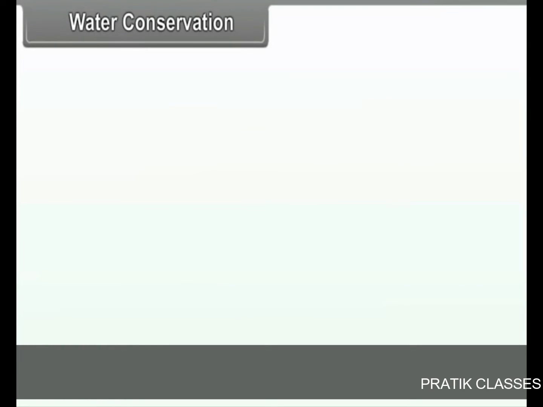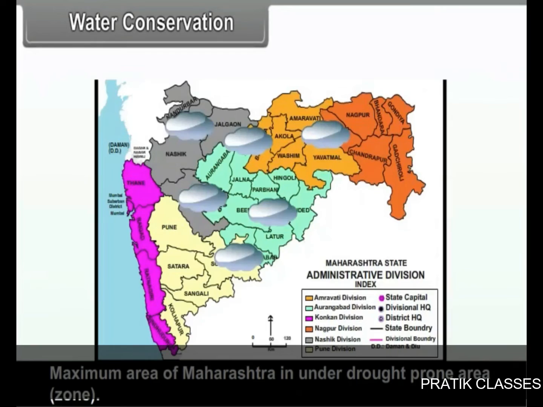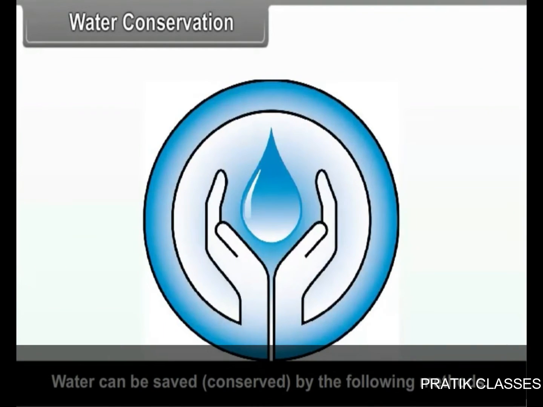Water conservation. Rainwater is a main source of water in Maharashtra. Maximum area of Maharashtra is under drought-prone area, so it is necessary to conserve water. Water can be saved by the following methods.